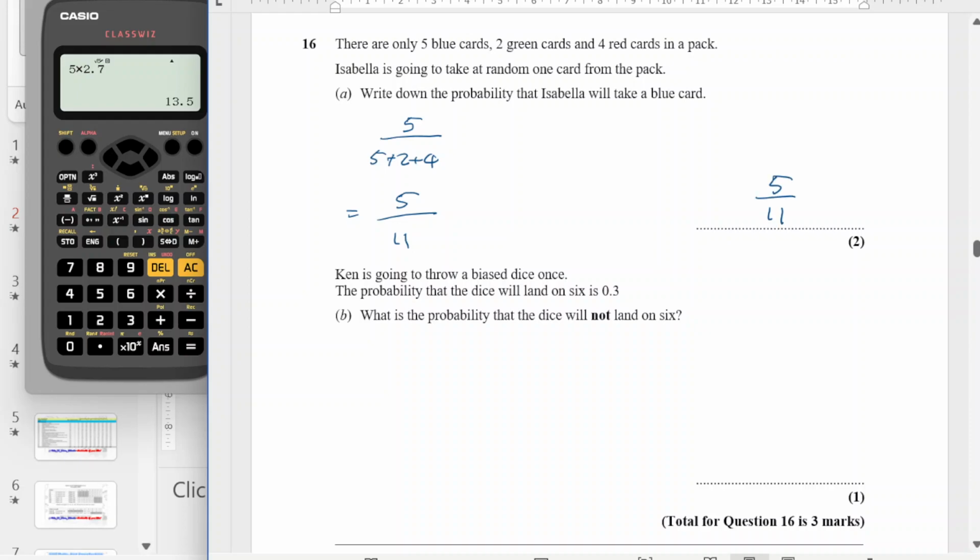Ken is going to throw a biased dice once. The probability that the dice will land on a 6 is 0.3. What is the probability that it will not land on a 6? So 1 minus 0.3. Again, use your calculator if you want to, but 0.7 is what we're looking for.